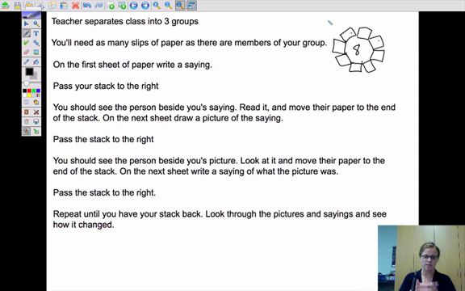And that person is going to look at the picture and, on the next sheet of paper, write a sentence of what they thought the picture was. Okay? The next person is going to do a picture. The next person is going to do a sentence, so on and so forth, all the way back to you. You should eventually get your stack back.